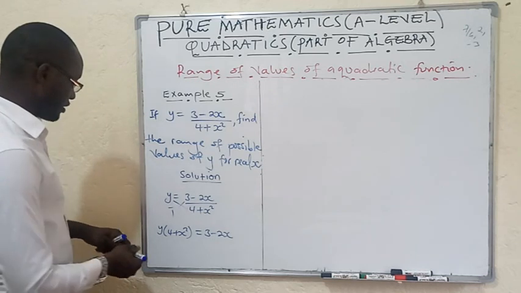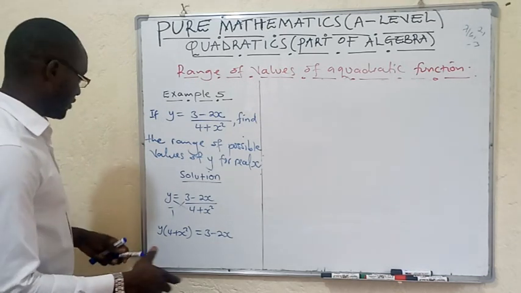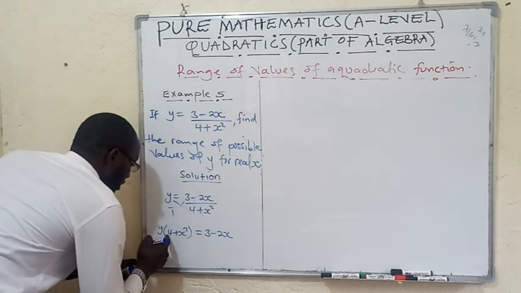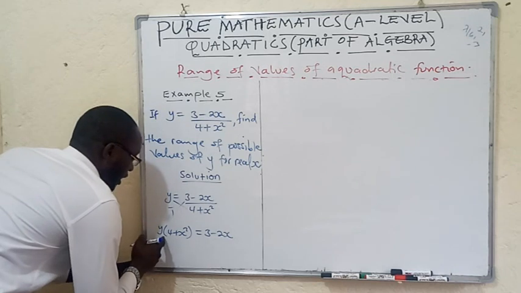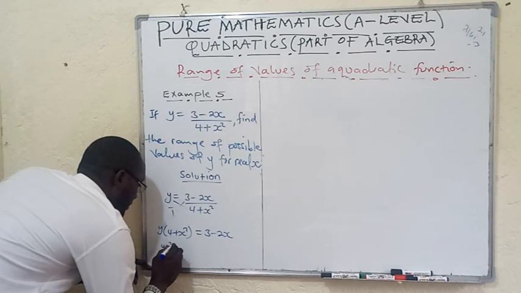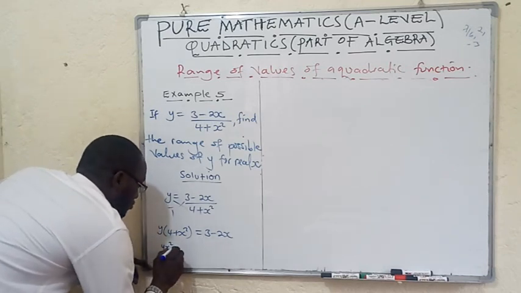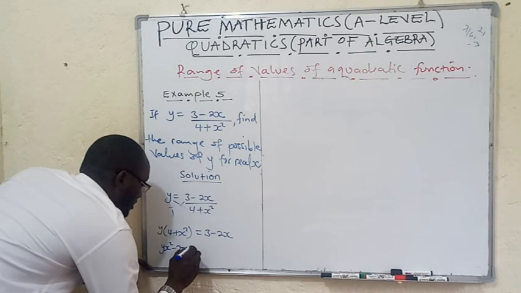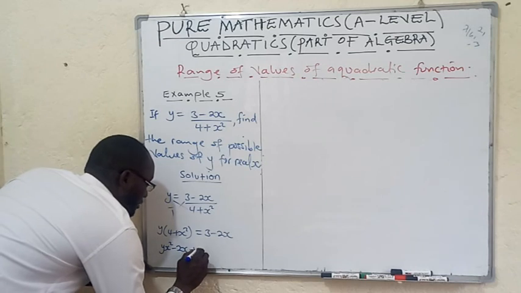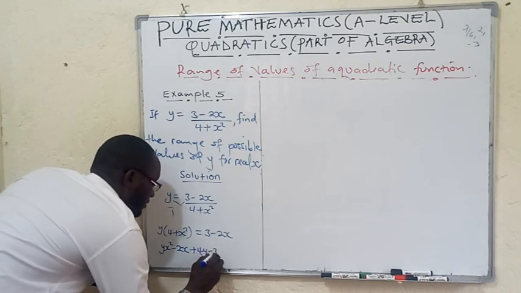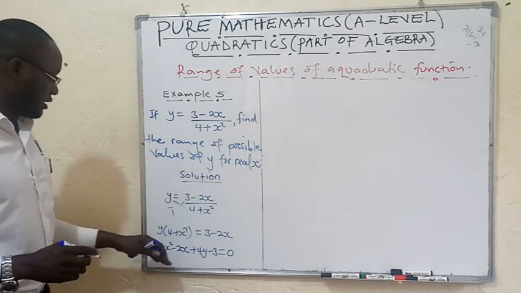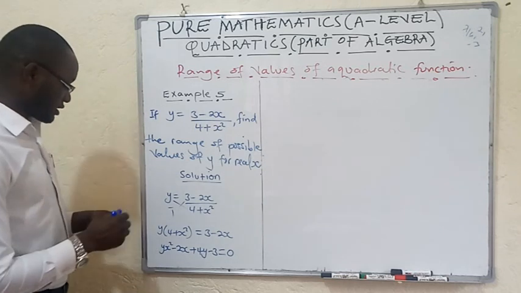2x. So let us try to open brackets and rearrange in form of a quadratic equation. You realize that 4 times y, that is 4y, y times x squared, that is x squared y, or y x squared. Then we bring this minus 2x, so minus 2x. Then we bring a 3 and then a 4y. So plus 4y minus 3 is equal to 0. So this is in the form of a quadratic equation. What makes it a quadratic equation?